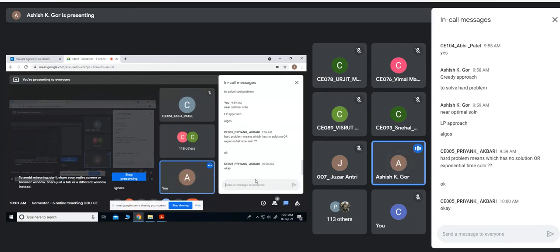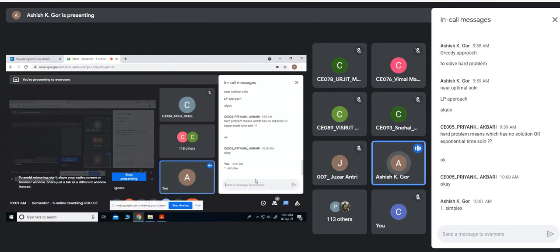And as I mentioned, as the input increases, it takes a lot of time. That is the important thing to remember. So one approach could be a greedy approach. One approach could be a linear programming approach. In linear programming also, I was talking about the simplex algorithm, the normal simplex algorithm.